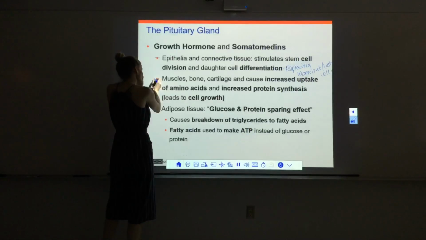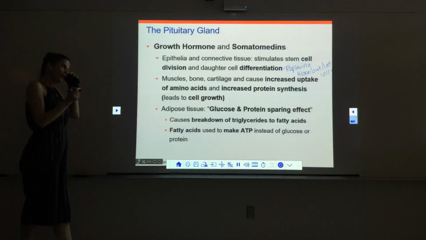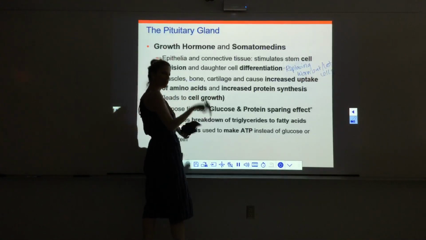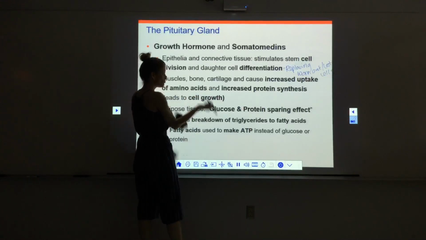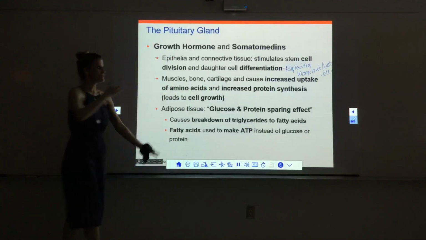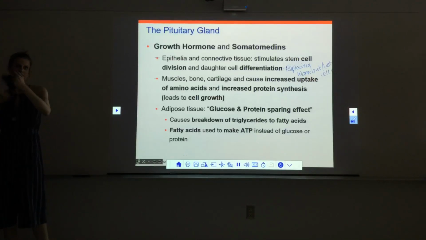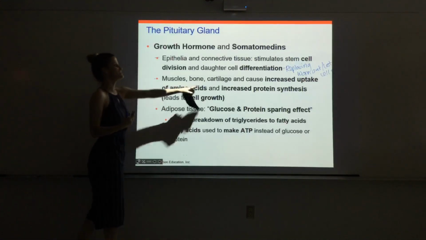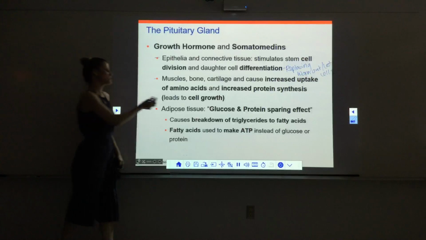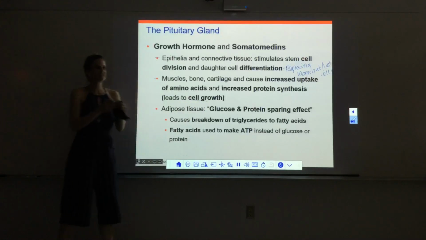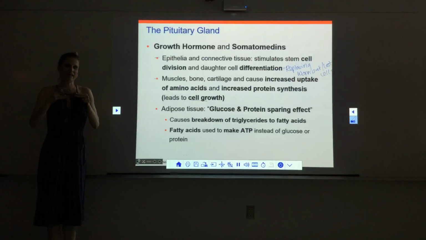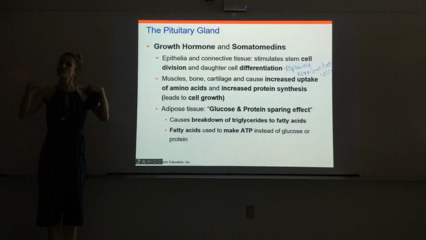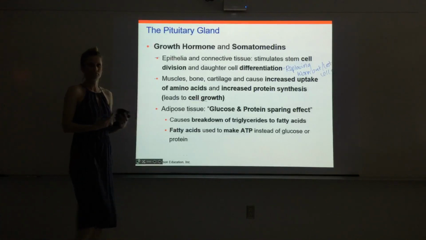We're also going to go to the muscles, bone, and cartilage and cause an increased uptake of amino acids. What do amino acids get made into? Proteins, right? These cells will take amino acids from the blood into the cell and turn those amino acids into proteins, increasing the protein synthesis occurring inside the cells. And that contributes to growth of the cell. Think of your muscle cells. Your muscle cells cannot grow without new proteins being made. They're pretty much all protein, right? So you need to increase the amount of proteins you're making in order for that muscle cell to be able to grow. Growth hormone stimulates that.